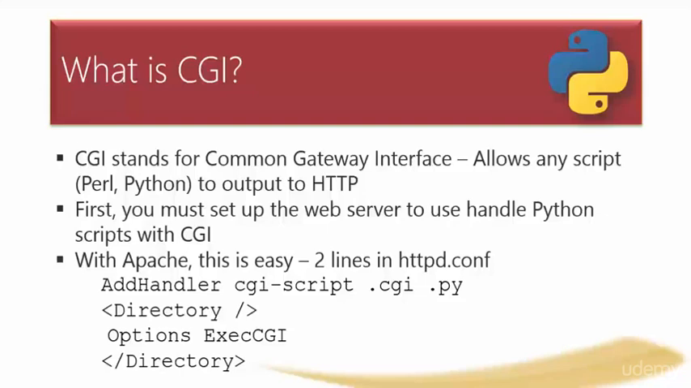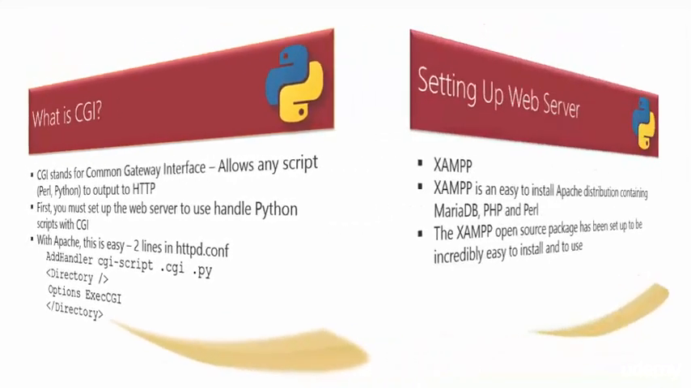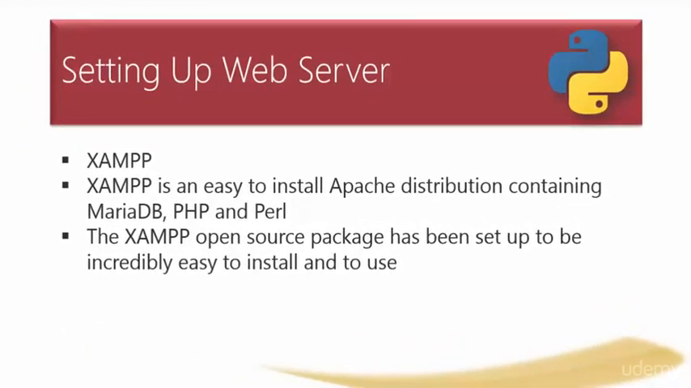In fact, I'll demonstrate a web server also so you can actually see where these files are and what they look like. To set up a web server, there are several options available to us. One of the easiest is setting up the XAMPP server. XAMPP is an easy to install Apache distribution containing MariaDB, PHP, and Perl scripting. The XAMPP open source package has been set up to be incredibly easy to install and to use. Let me demonstrate this, and I'll show you the Apache configuration files as well, just so that you're aware that before you can run CGI scripts and use Python, we need to set up a web server.